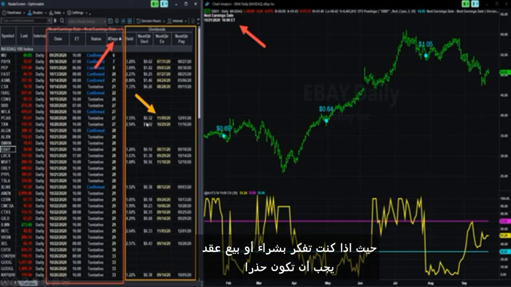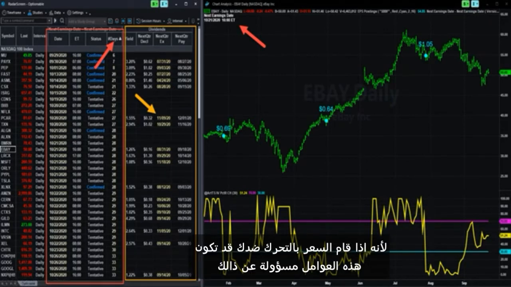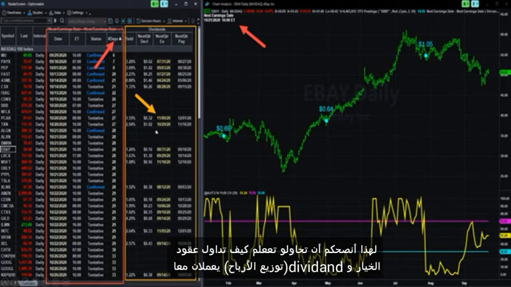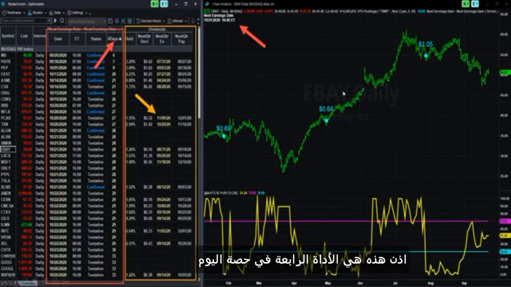And so if you are writing options or buying options, but primarily if you're writing options, you have to be careful, because if somebody exercises against you, it's really possible that you might be responsible for that dividend. There's just a number of different aspects of that you have to pay attention to. So again, I encourage you to learn more about how options trading and dividends work together. So that's the fourth workspace.